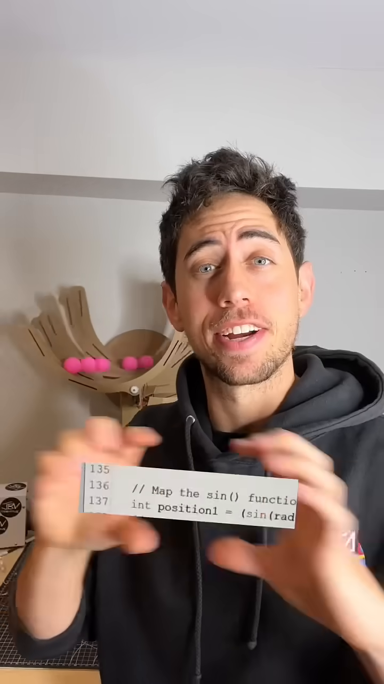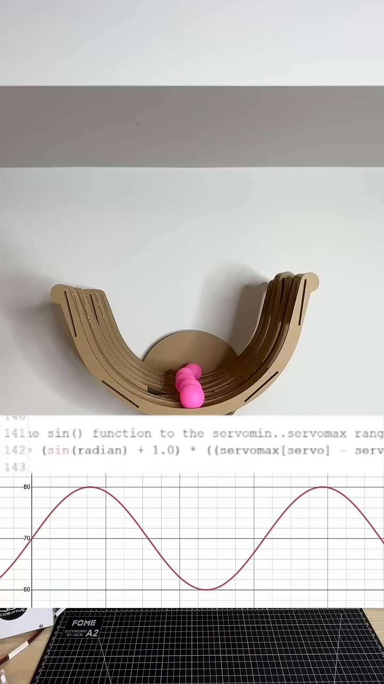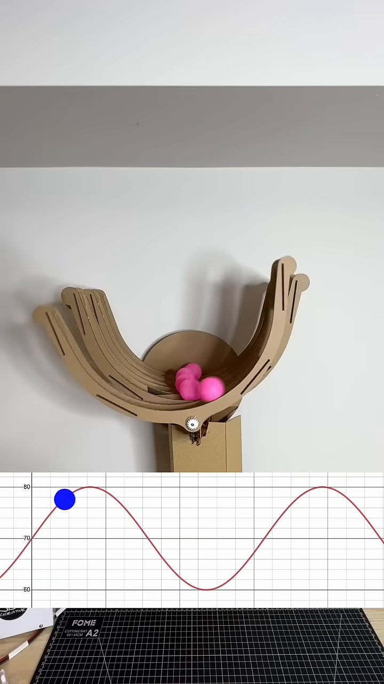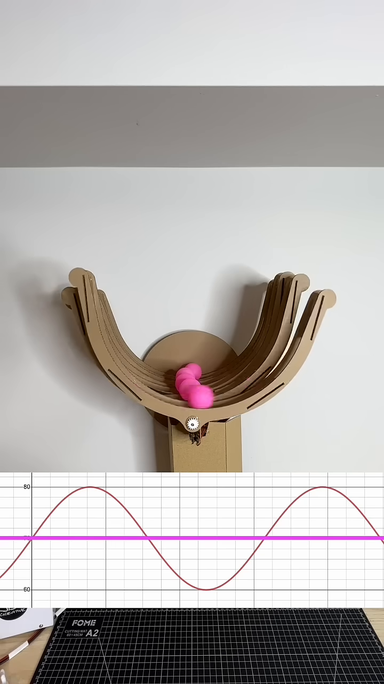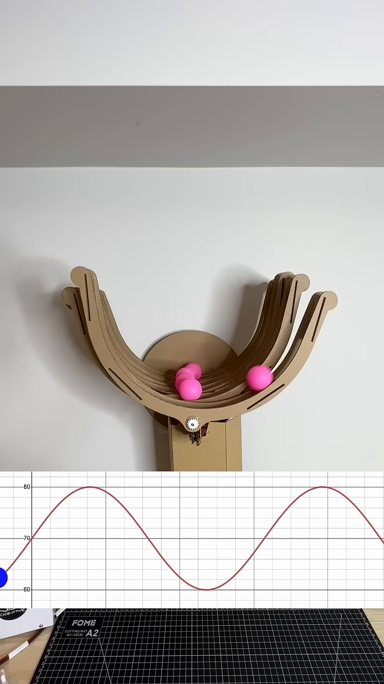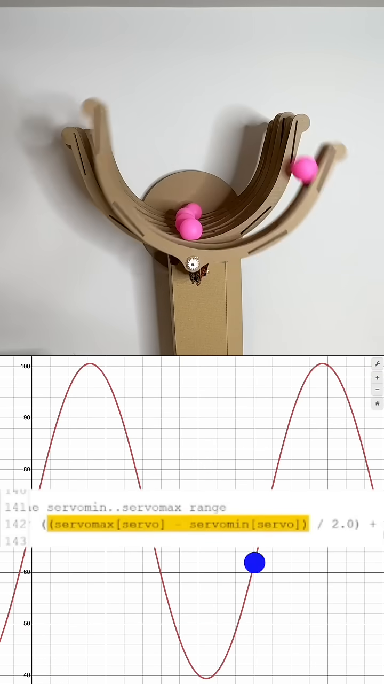Let's take a closer look at the code that allows us to achieve this mesmerizing motion. The whole thing runs off of a sine function. So if we focus on the front arc only, we can see that it rotates back and forth around the center angle with the maximum and minimum angles corresponding to the top and bottom of the sine function. And we can increase the angle range of the arc by increasing the amplitude of the wave.